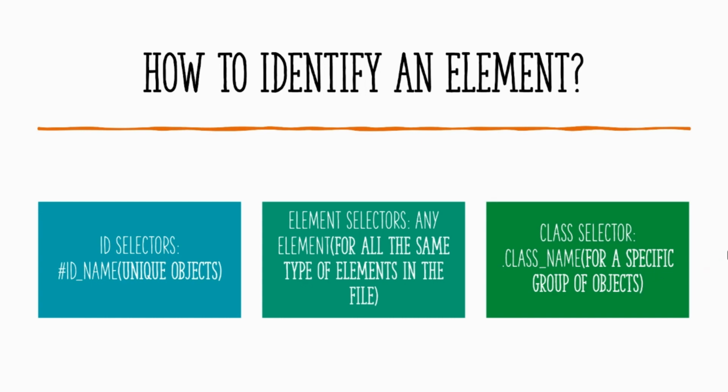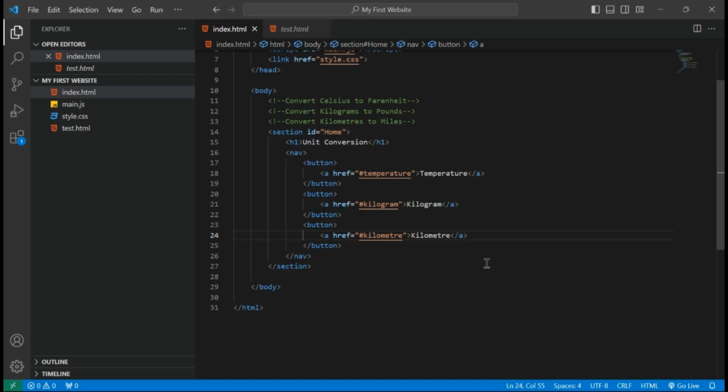Now to use an ID selector, we use the hashtag and an ID name. For the element selector, we just give the name of the element, and for a class selector, we give a dot and then the name of the class. So that is the syntax of all these 3 selectors. So now you have understood what this hashtag temperature, hashtag kilogram, and hashtag kilometer is for. Now we're going to move on to the next part of this web page.